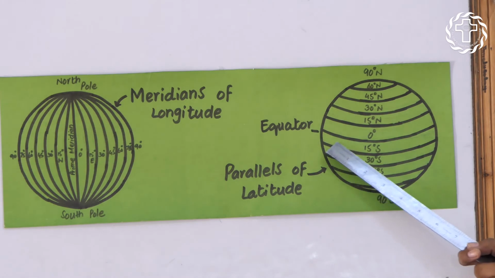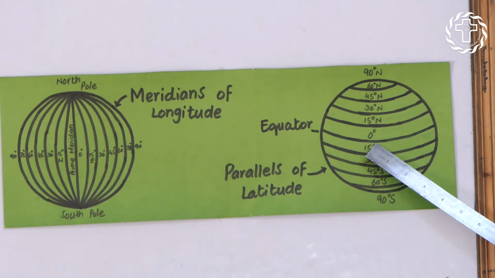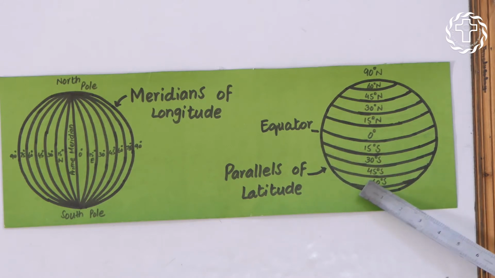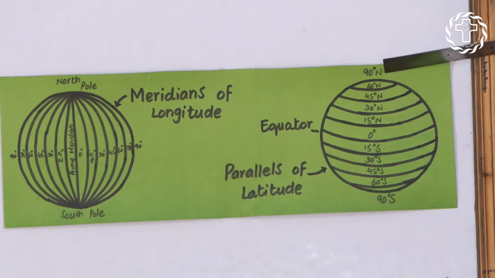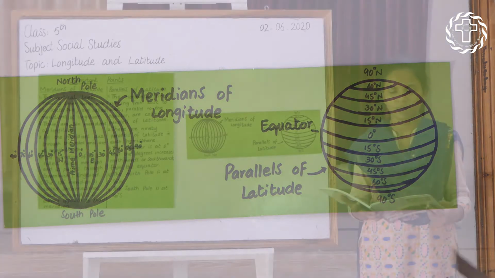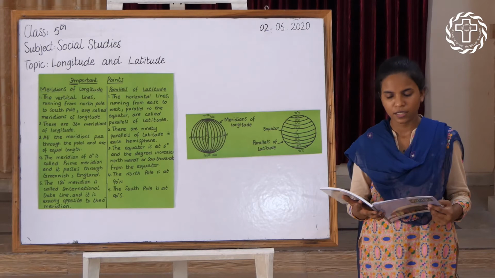This line is called equator. The equator is at 0 degree. All of these lines are called parallels of latitude. North Pole is at 90 degree N. N means north. South Pole is at 90 degree S. S means south. The meridians of longitude are also marked in degrees.